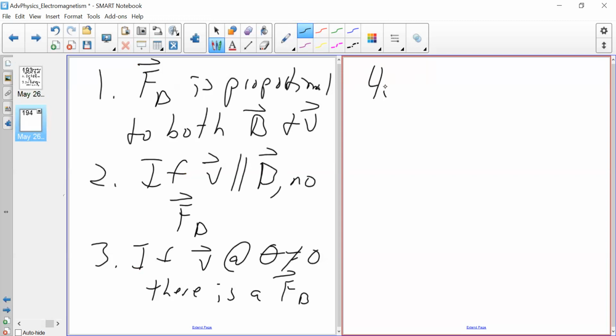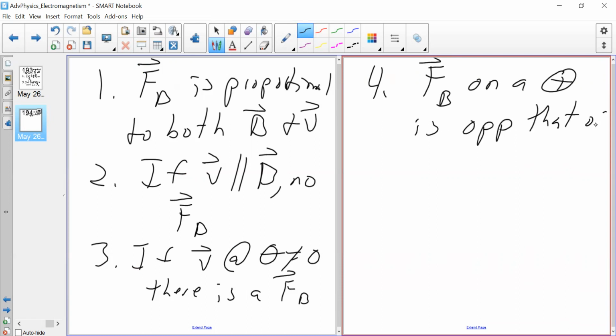Fourthly, the magnetic force, as I mentioned earlier, on a positive charge is opposite that of a negative charge. So in that other case, since the magnetic force is on the positive z-axis on a positive charge or a proton, then the magnetic force on an electron will be in the negative z-axis.